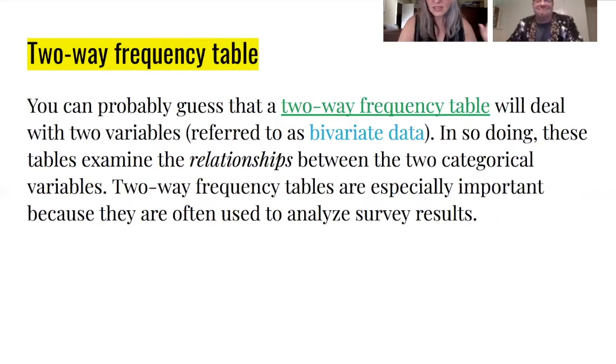So as soon as we introduce a second variable for comparison, we're no longer talking about univariate data. We're now talking about bivariate data. Bi meaning two, variate meaning variable, two variable. Pretty easy. And so now we're going to look at a two-way frequency table, which has more going on, but you can also maybe get some more information from it.